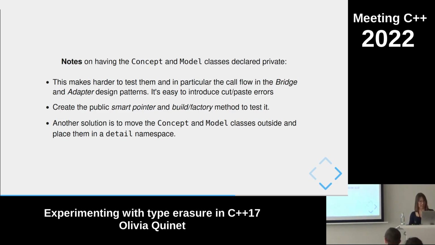One way to overcome this is to create a public smart pointable factory to test them, but there is another way I will show you. Or you can also place everything into a detail namespace. I know there are some people that don't like it, but that's one way. You can do whatever you like here.